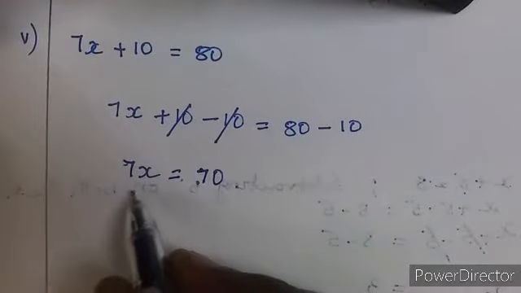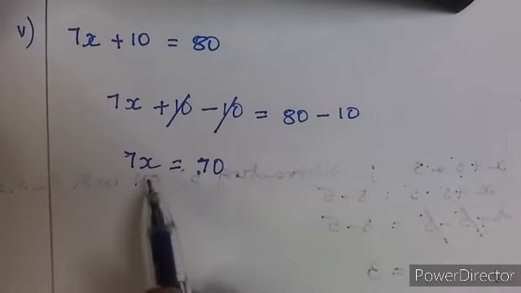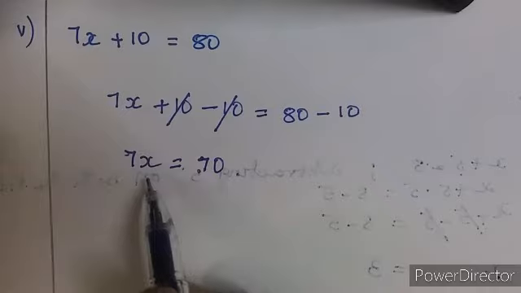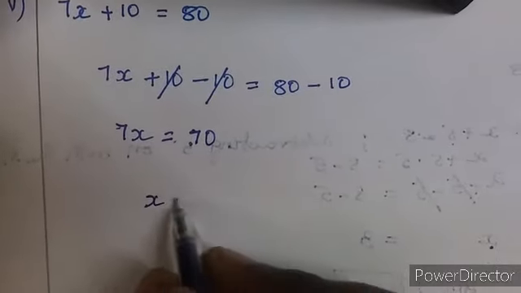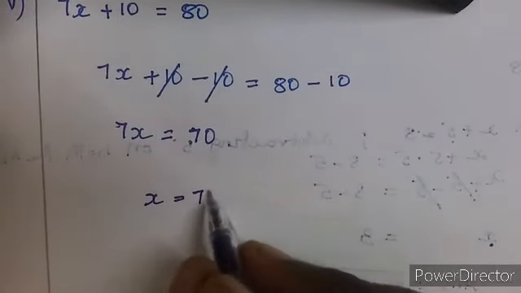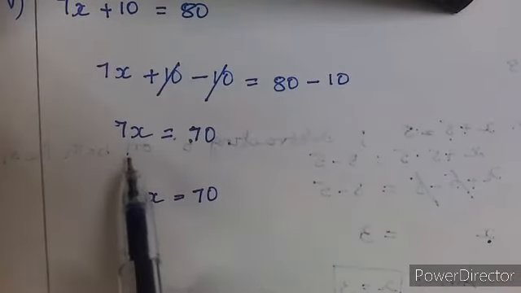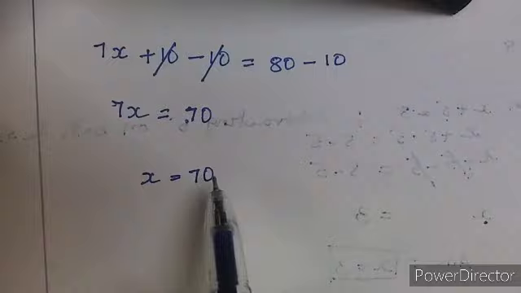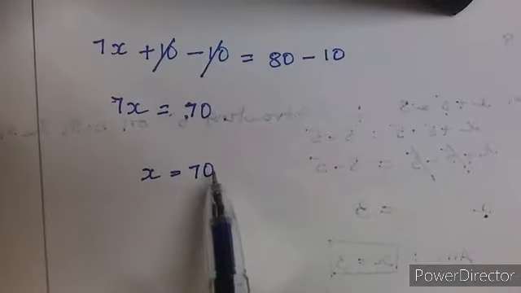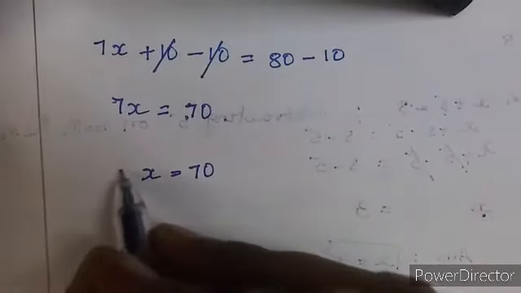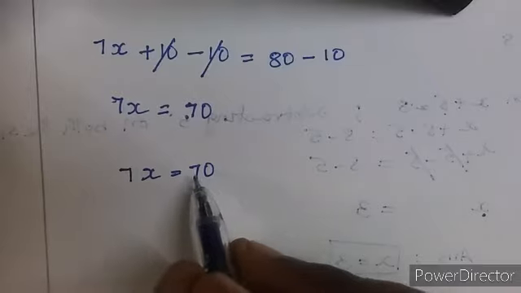Here it is 7 times x. I want to find the value of only the given variable x. So x equal to, already on this side 70 is there. What do I want to do with this 7? I want to divide by 7 on the next side, as the given is 7x equal to 70.